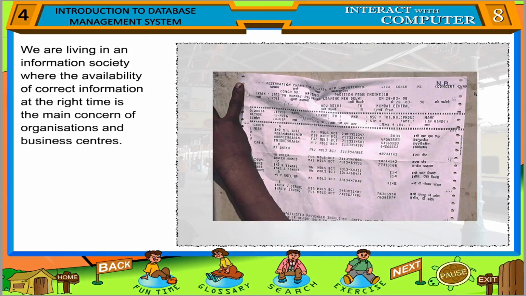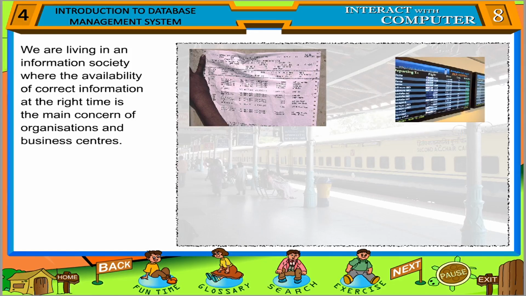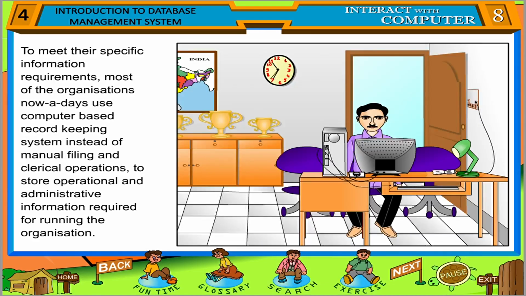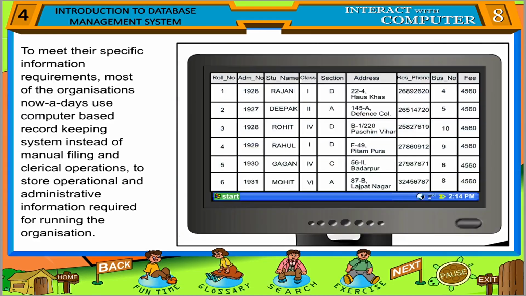We are living in an information society where the availability of correct information at the right time is the main concern of organizations and business centers. To meet their specific information requirements, most of the organizations nowadays use computer-based record-keeping systems instead of manual filing and clerical operations to store operational and administrative information required for running the organization.